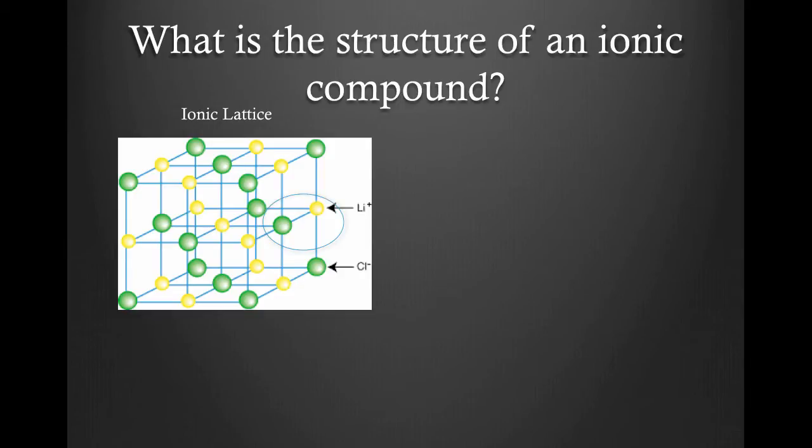Now right here is one formula unit in an ionic lattice. I could describe the formula of this ionic substance as Li30Cl30, but because there's no really discrete molecule here, ionic compounds don't form molecules, they form these ionic lattices. And so their formula is always the lowest ratio between the 2 ions. So in this case, it's LiCl, or lithium chloride.